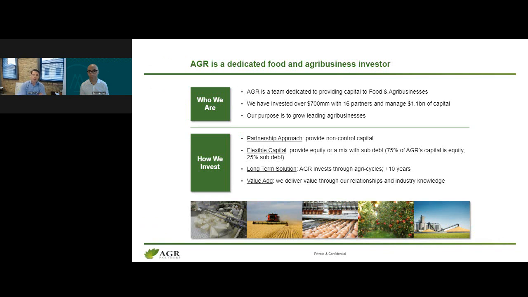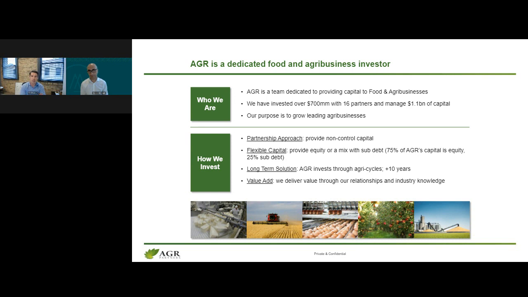So AGR is a dedicated food and agribusiness investor. We've been around for 10 years. Originally, the fund was formed to truly be a flexible, solution-oriented partner for food and agribusinesses, and so we very much take that partnership approach. 14 of our 16 investments are non-control or minority capital. We can do majority in the right situations, but really it's more about finding the right solution and matching the need of the business with what that solution looks like.